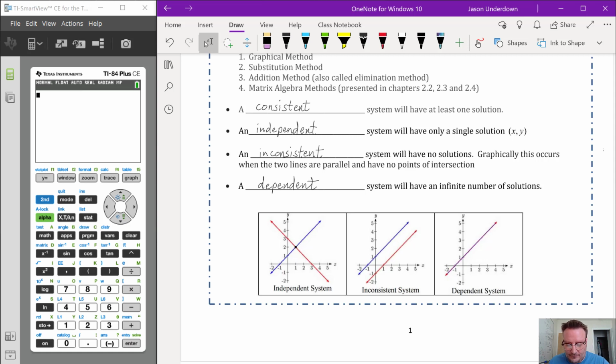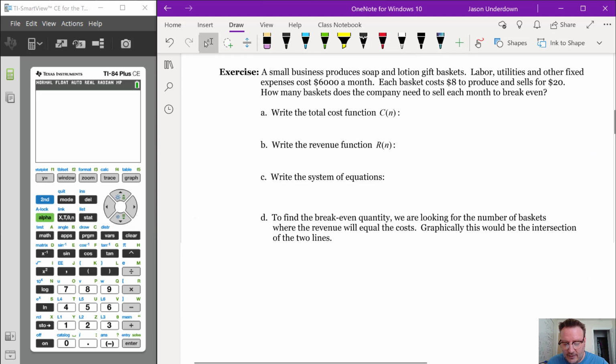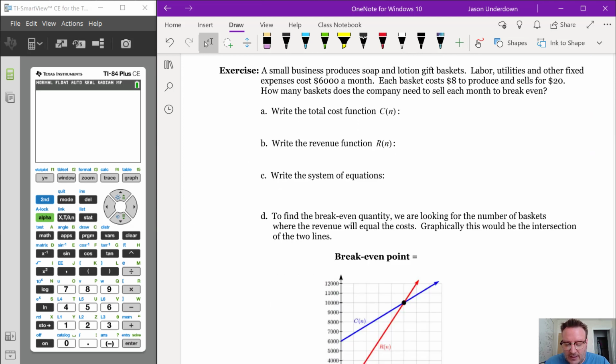All right, let's move on to the exercise. A small business produces soap and lotion gift baskets. Labor, utilities, and other fixed expenses cost $6,000 a month. Each basket costs $8 to produce and sells for $20. How many baskets does the company need to sell each month to break even? We need to come up with the cost function, the revenue function, then the profit function, set the profit function equal to 0, and find the quantity at which we first begin to make profit.